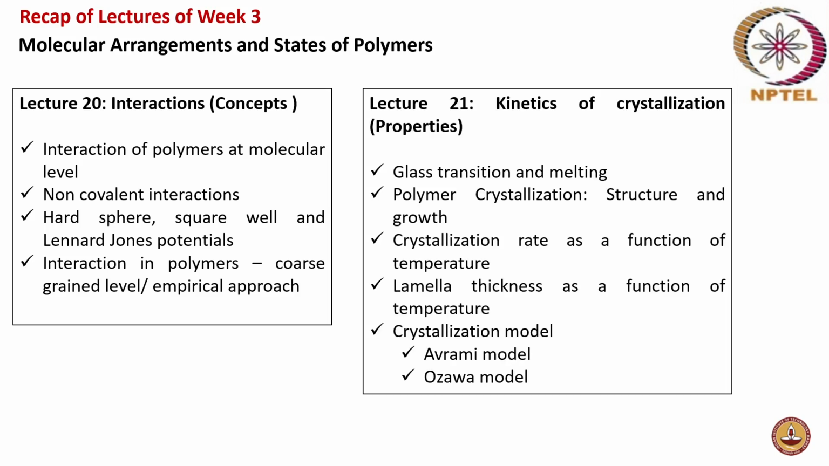Lecture 21 was on kinetics of crystallization, and then the glass transition and melting, polymer crystallization, structure and growth, like your nucleation and the growth of the crystals. So these aspects were discussed. So crystallization rate as a function of temperature, the thickness of lamella as a function of temperature, and then two crystallization models. One was the Avrami model, and the other one, the Ozawa model. So these two models were also discussed.